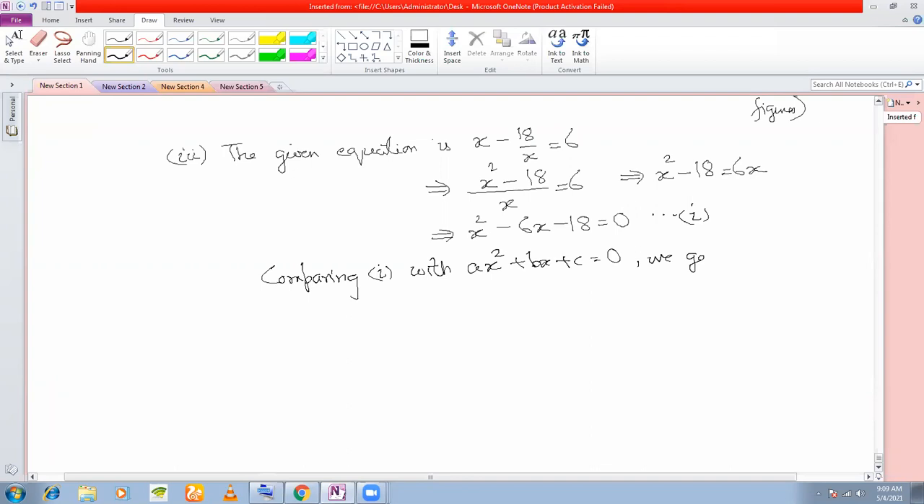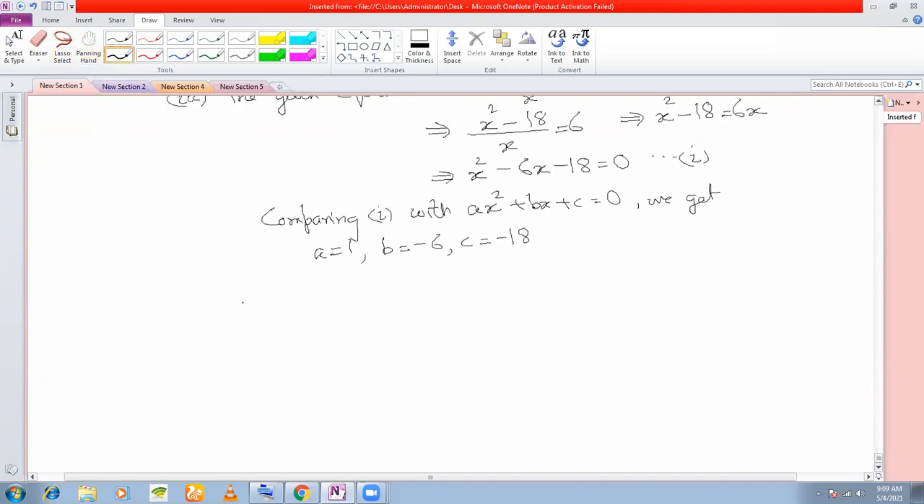We get a is equal to 1, b is equal to minus 6, and c is equal to minus 8. Okay, so now we use the Sridharacharya formula. Therefore x is equal to minus b plus or minus root over of b square minus 4ac by 2a. Put it in this formula.